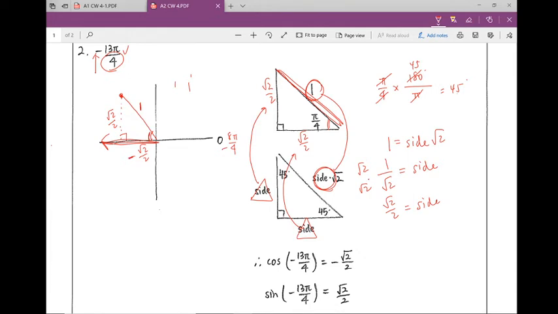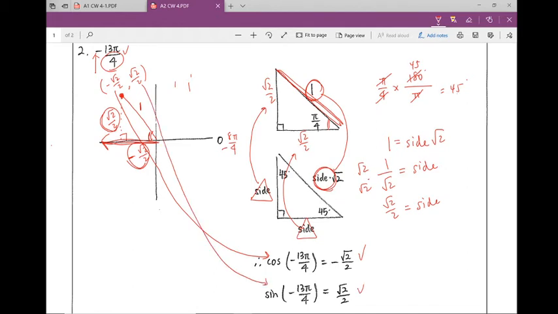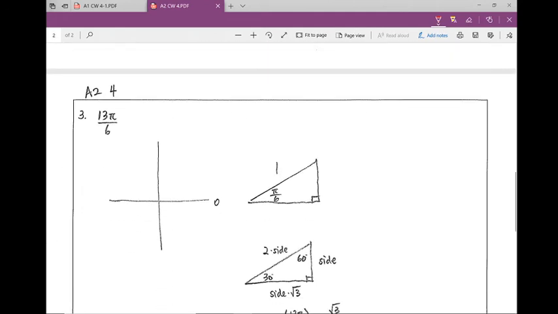All right, so that means my coordinate for this point here is going to be negative square root 2 over 2, represented by my x value, and positive square root 2 over 2 as my y value. So that means my x, or cosine of negative 13 pi over 4, is going to be negative square root 2 over 2. My y, or sine of negative 13 pi over 4, is positive square root 2 over 2. So we went over the 45, 45, 90 triangle. Let's go over the 30, 60, 90 triangle.